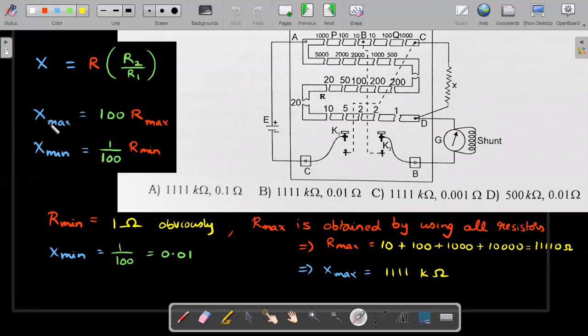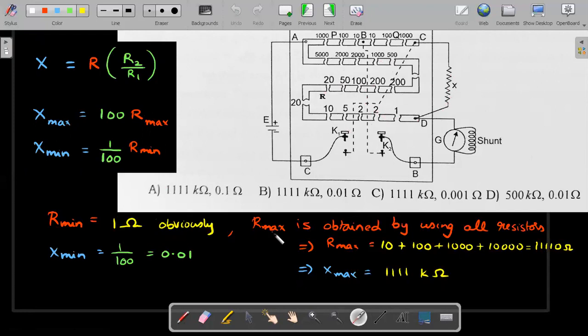X max and X min are related to R max and R min in this manner. R minimum is when I use only 1 ohm. Don't use 0 ohm. Please understand, if you short circuit everything, you will always have an unbalanced Wheatstone bridge. So the minimum value should be a minimum positive value, 1 ohm, obviously. So substitute 1 ohm. 1 divided by 100 is the least value. Therefore, the least X value that could be measured is 0.01 in that special experiment.